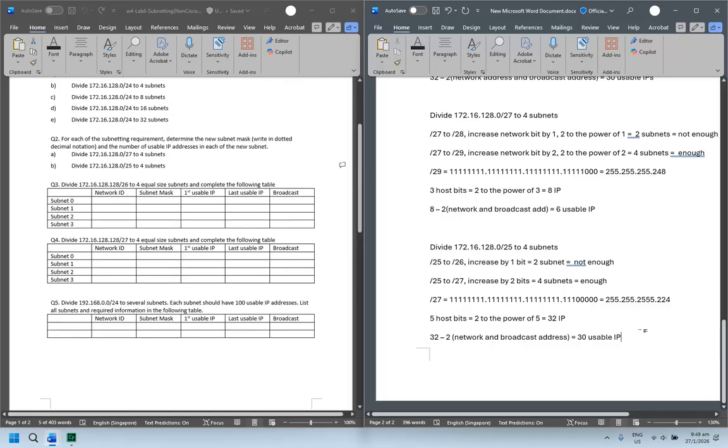So that is how you calculate the new subnet mask as well as the total number of usable IP addresses.